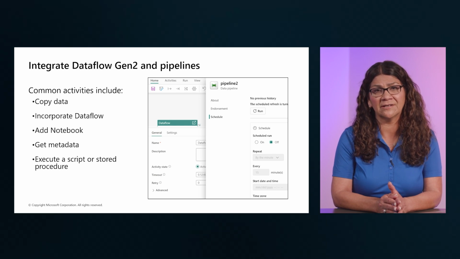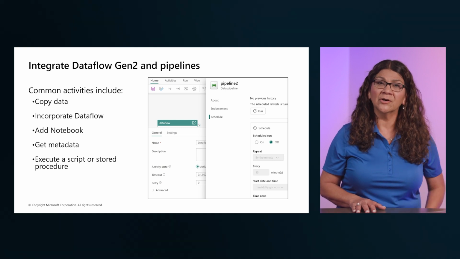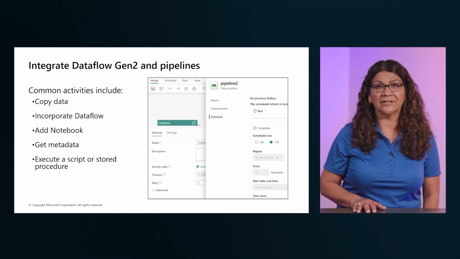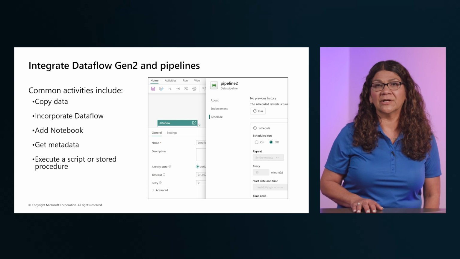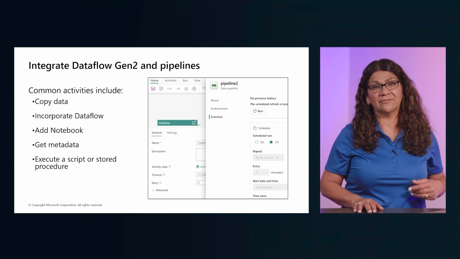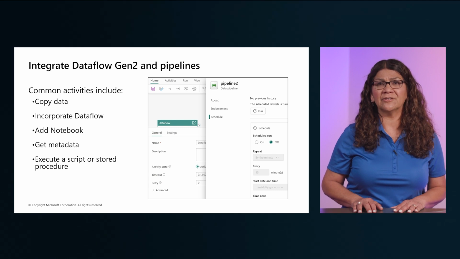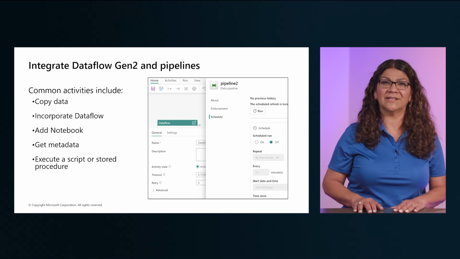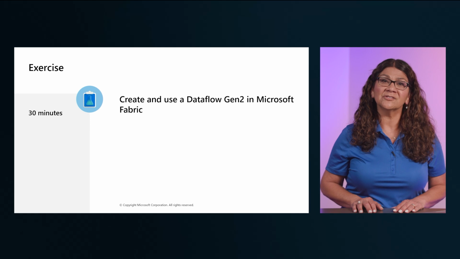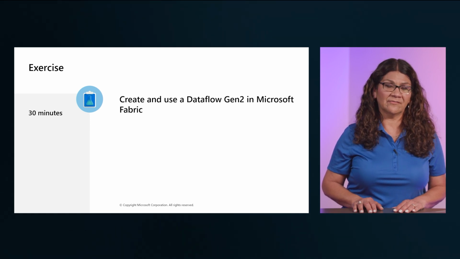data flow has completed. Pipelines can be scheduled or activated by a trigger, or you can run a data flow manually. By using a pipeline to run your data flow, you can have the data refreshed when you need it instead of having to manually run the data flow. Consider automation as much as possible to allow you to focus on other responsibilities. Now let's create and use DataFlow Gen2 in Microsoft Fabric.